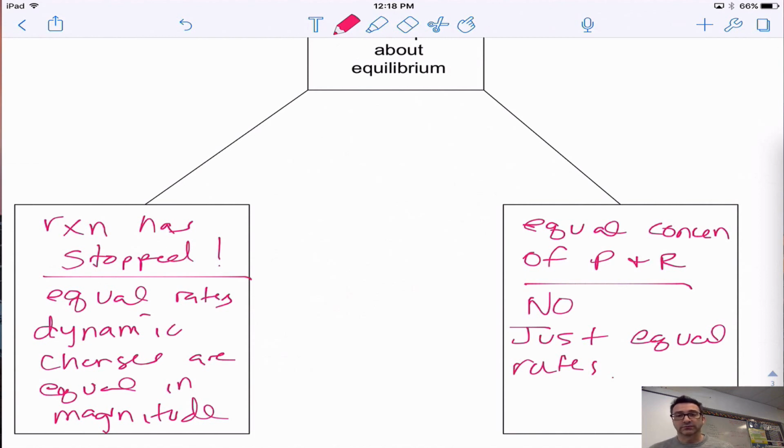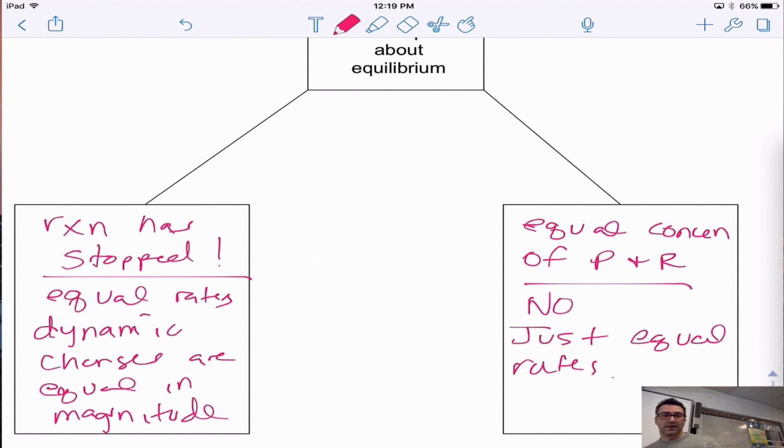And a lot of times the Regents exam and other exams that you'll take, that'll be one of the choices: you've reached equilibrium when the concentrations are equal. And it turns out that that's not the case. The concentrations are not always equal. It's possible, but it's not always equal. All that are equal are the rates.